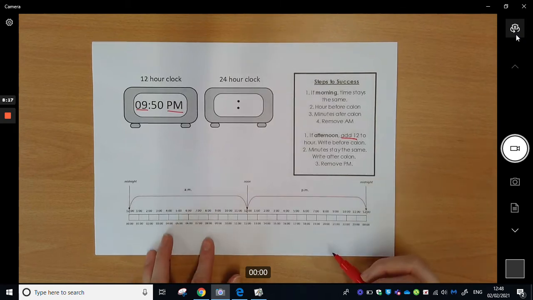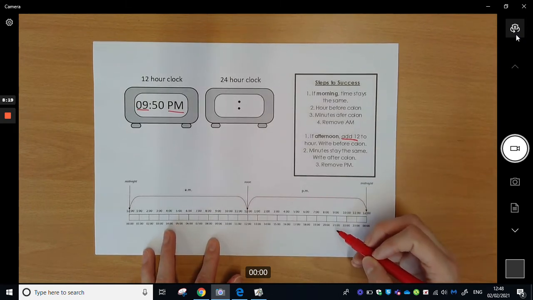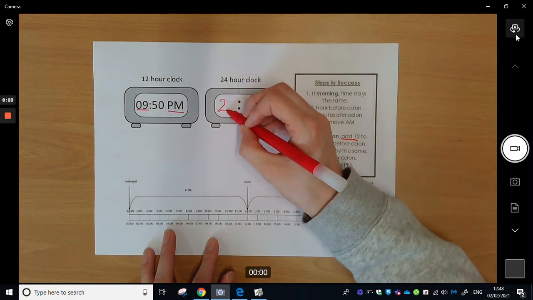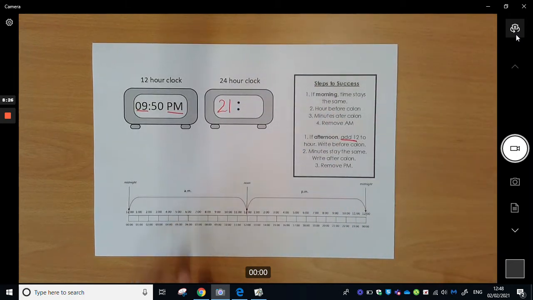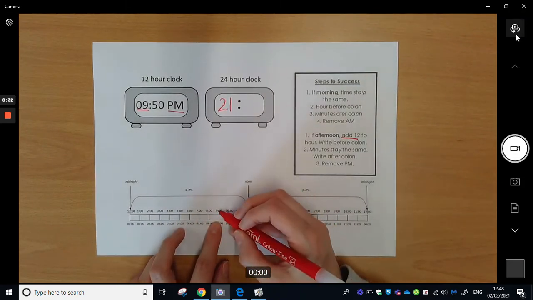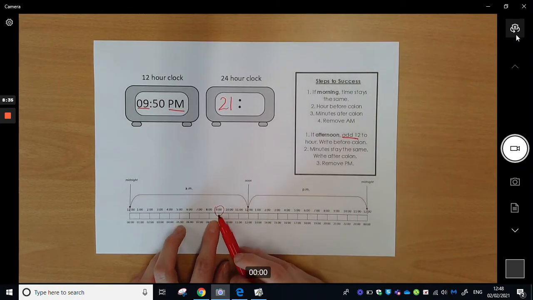So hopefully you have worked out that it is 21. So it should be 21 on this side, okay? And I'm just going to show you one here to make it nice and clear. So I have my 9 o'clock. I'm going to find it here. So that would be AM. I'm going to add on 12.